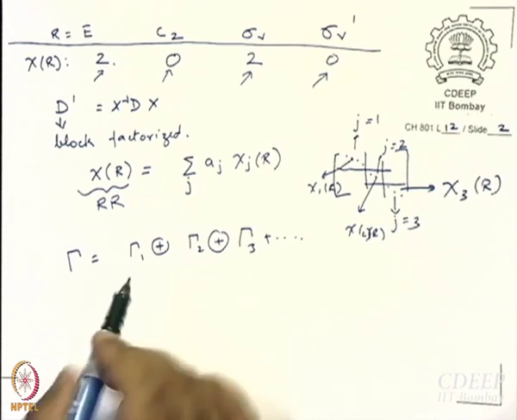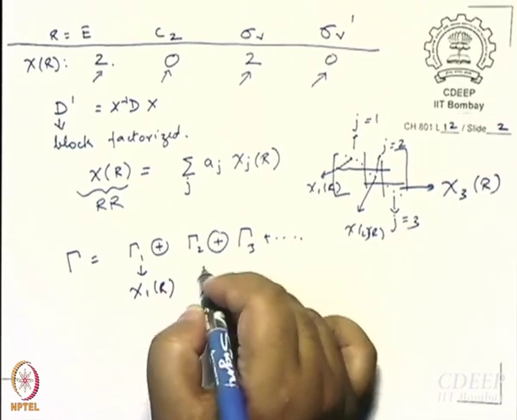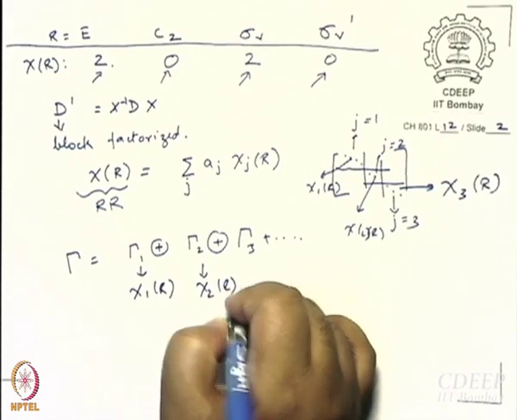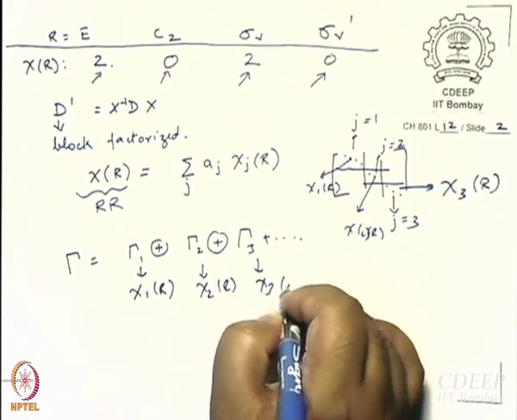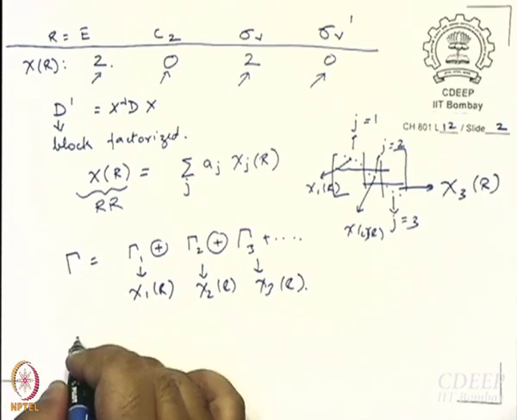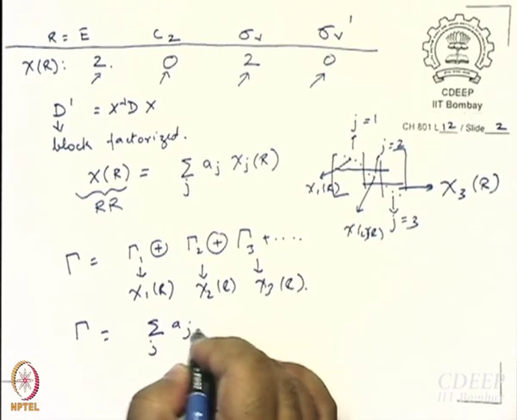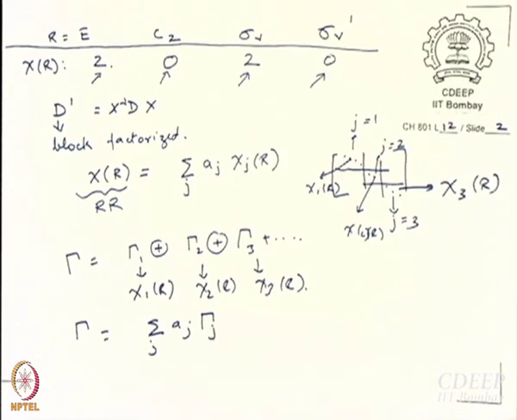What I am saying is I am working out the characters of each block for each matrix: chi 1 r, chi 2 r, chi 3 r, and it is possible that we have some degeneracy, some blocks are same. That is why we had written this equation like this also, right? Sum over j aj gamma j. So, chi is just the character corresponding to each operation in the jth block.